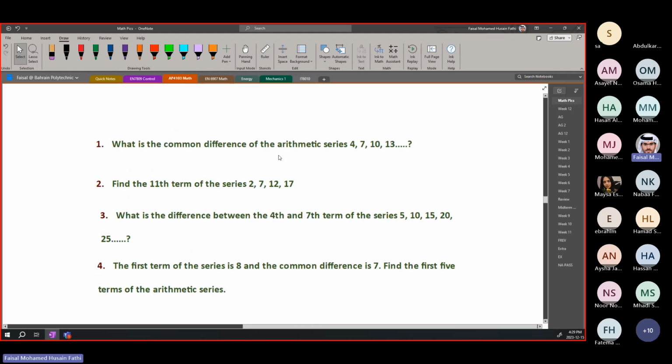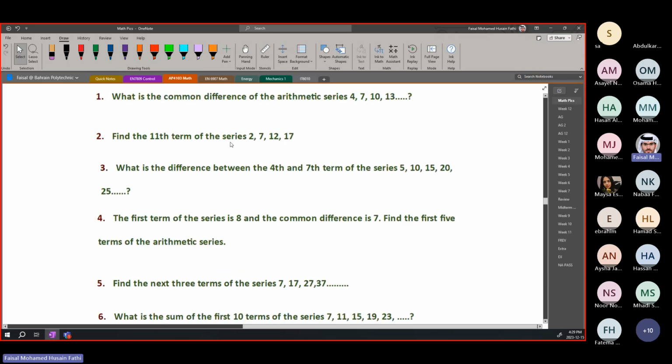What is the common difference of the arithmetic series 4, 7, 10, and 13? You know how to find common difference? Give me the answer right now. What is the common difference here? For 4, 7, 10, 13, what is the common difference? 3. There you go.